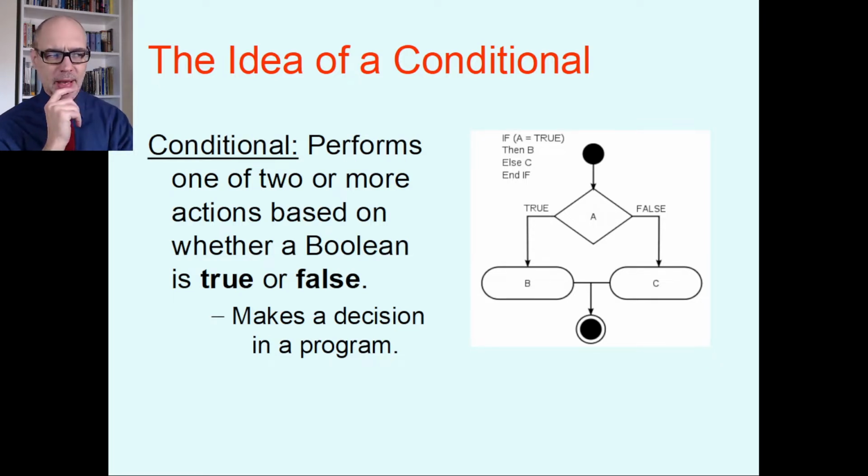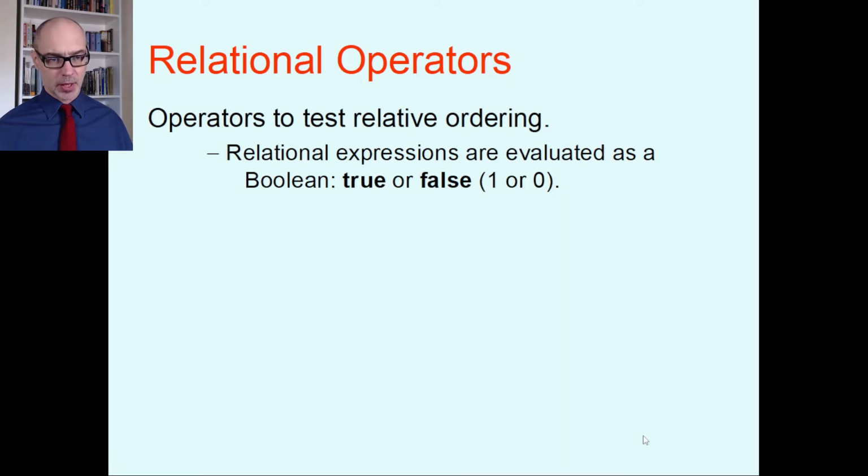Okay, so before we get into the actual if statement, we should talk a little bit about how we produce that Boolean value. So a good way of doing that is to use a relational operator, and this should be very familiar from any kind of basic mathematics that you've ever done. Relational operators are operators to test relative ordering. And a relational expression is always evaluated as a Boolean, true or false. And I think we've said this before, that's actually getting stored as the number 1 or 0. But we're going to be talking about the result of a relation as being true or false.